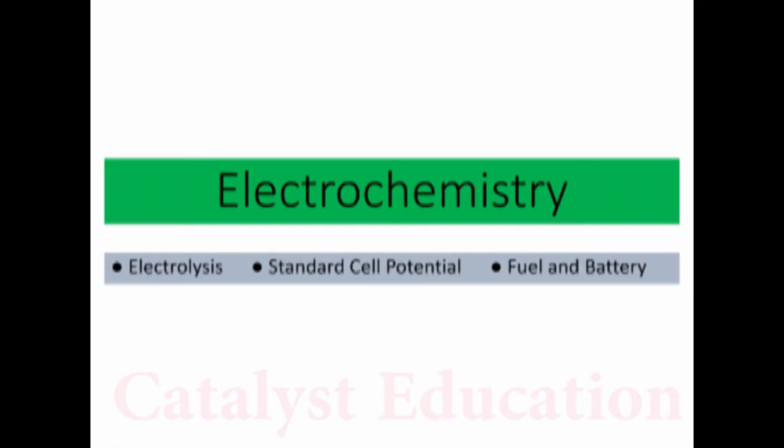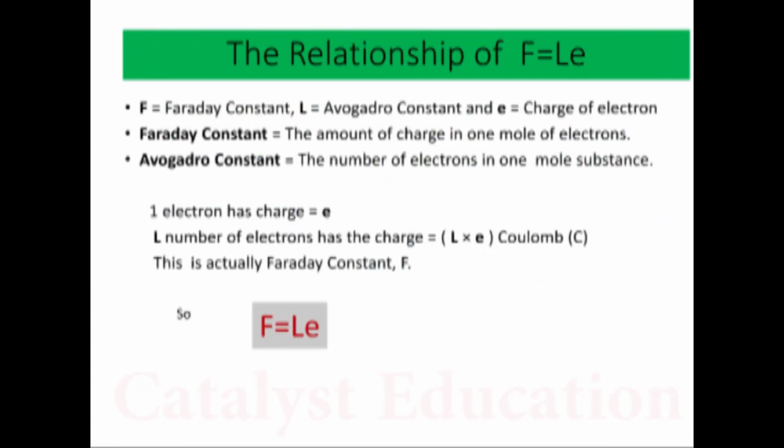Electrochemistry. This chapter has three main parts: electrolysis, standard cell potential, and fuel cells and batteries. The relationship: F equals L times e. F is the Faraday constant, L is the Avogadro constant, and e is the charge of an electron. The Faraday constant equals the amount of charge in 1 mole of electrons. The Avogadro constant equals the number of electrons in 1 mole of substance.